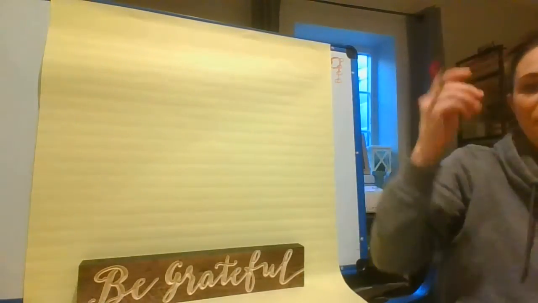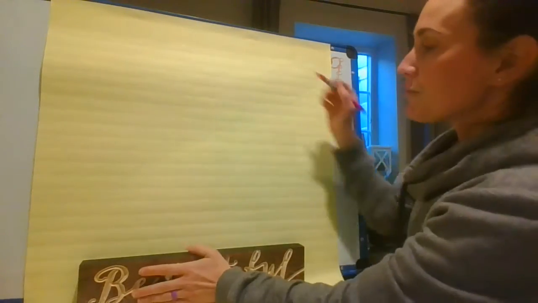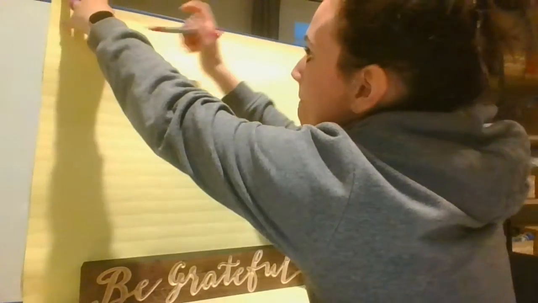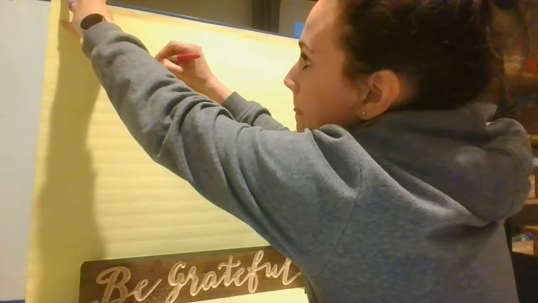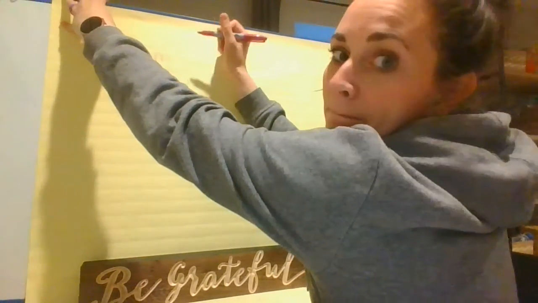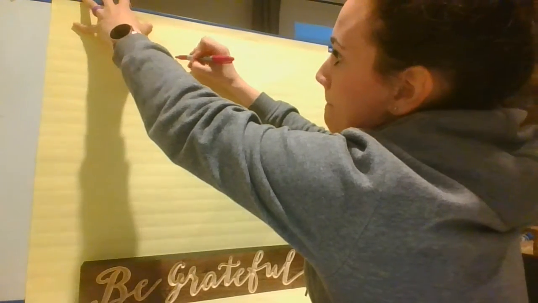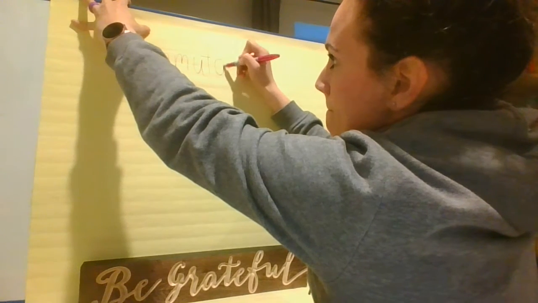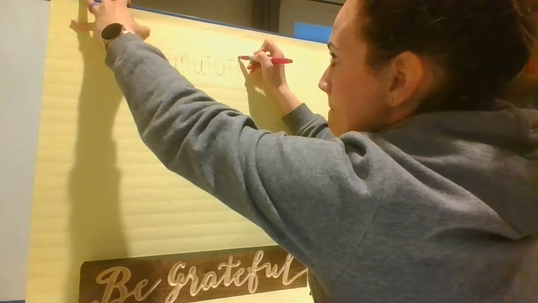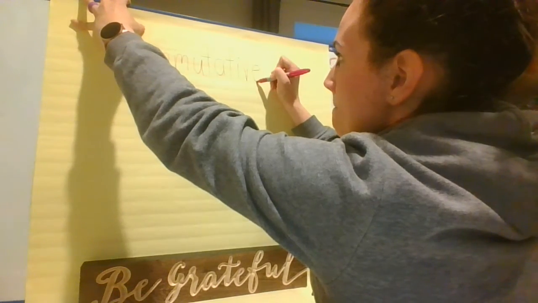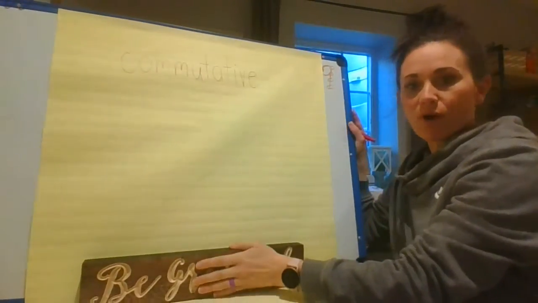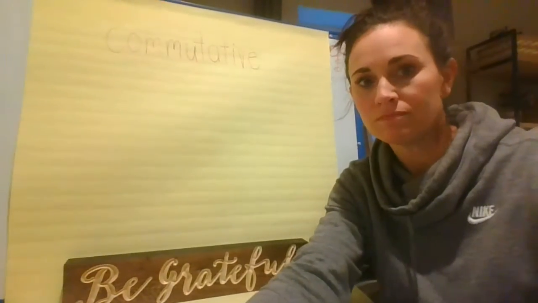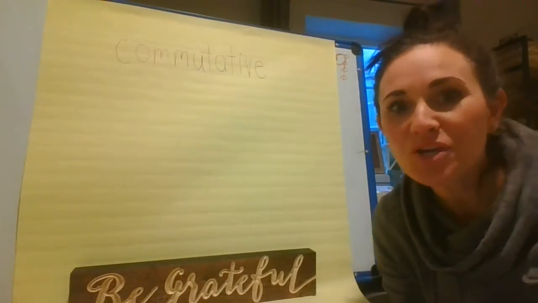Here we go. All right, today we're going to learn a big, juicy word, and it's going to grow our brains. I'm going to write it up here on our anchor chart. It's a really big word, so get ready. Can you see that okay? Holy cow, that is a big word. Let me scooch it closer. That is the word commutative.